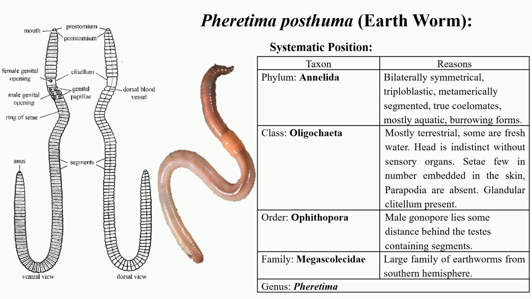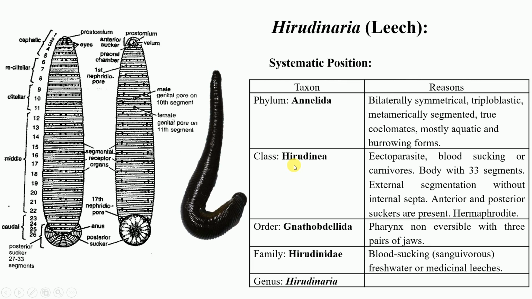So this is about the characteristic features of the earthworm, that is Pheretima posthuma. Then let's see the last organism, that is Hirudinaria, commonly known as the leech. Systematic position: again, it belongs to the phylum Annelida. The reasons are the very same that we have learned for the first two.